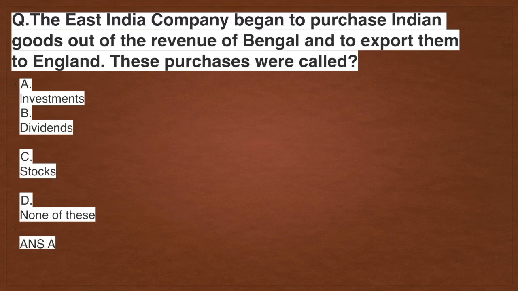The East India Company began to purchase Indian goods out of the revenue of Bengal and to export them to England, which is called A, investment; B, dividends; C, stocks; D, none of these. Answer is option A, investment. In 1765, the company acquired the Diwani of Bengal and began purchase of Indian goods out of the revenue of Bengal and exported them to England. These exports were called the company's investment. Hence the answer is A.